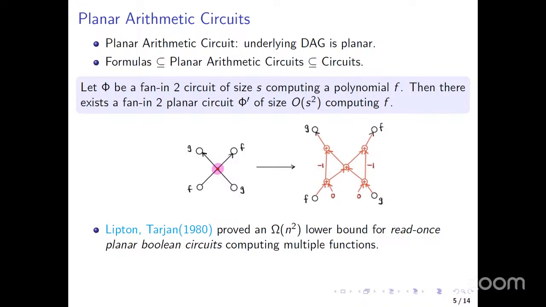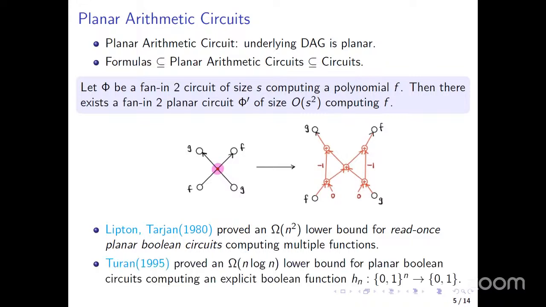But this result was for computing multiple functions, so you can't really say it's quadratic. You're computing n functions and the lower bound is n square. Later on, it was improved to compute an explicit Boolean function. Turan proved an n log n lower bound for planar Boolean circuits computing an explicit Boolean function. So from n functions, you could get to one function. From read-once, Turan was able to generalize it to general Boolean circuits, but the lower bound degraded from n square to n log n.